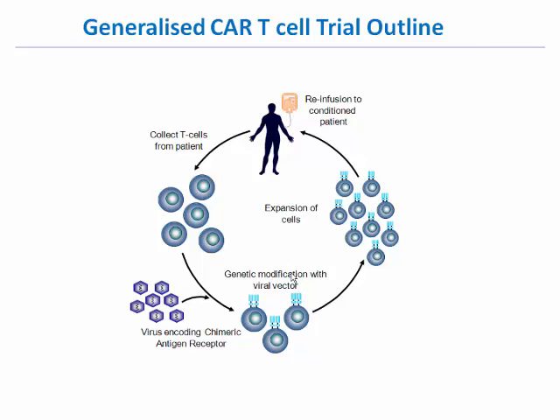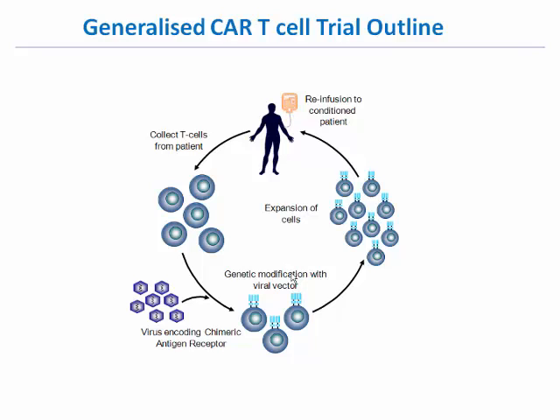So, a generalised outline of how a CAR T-cell trial occurs. Basically, T-cells are collected from the patient, generally in the form of a leukapheresis. We take them into the cell production lab. They're activated, transduced with a virus encoding the chimeric receptor, expanded to large numbers, 10 to the 10 plus, and then given back to the patient who has been previously preconditioned.